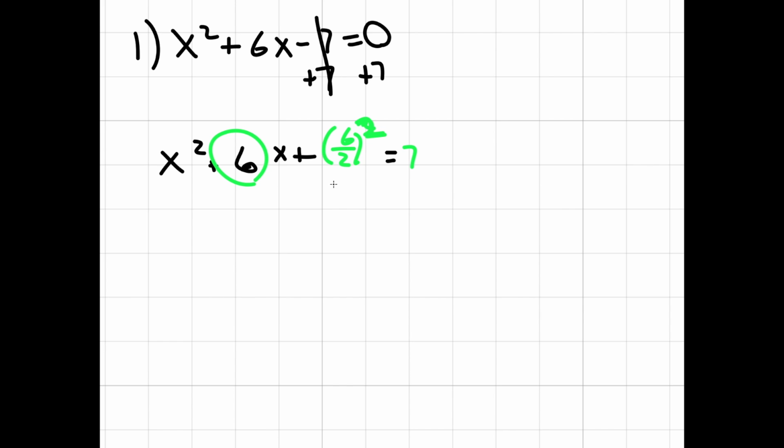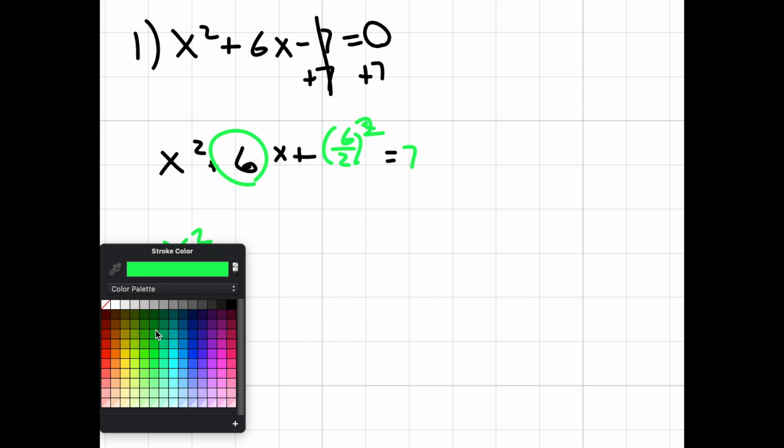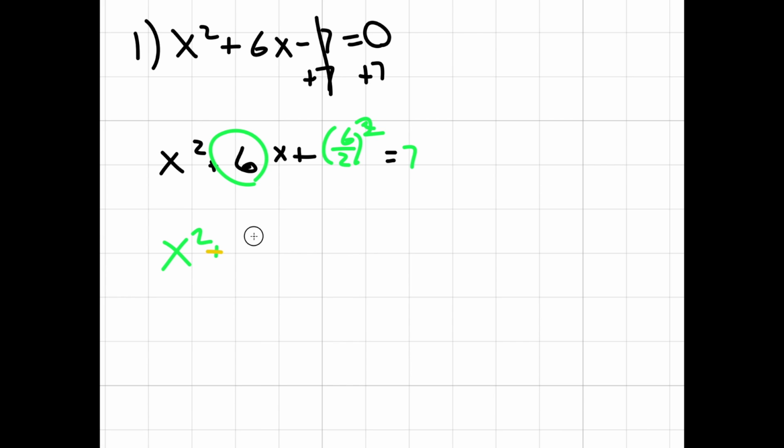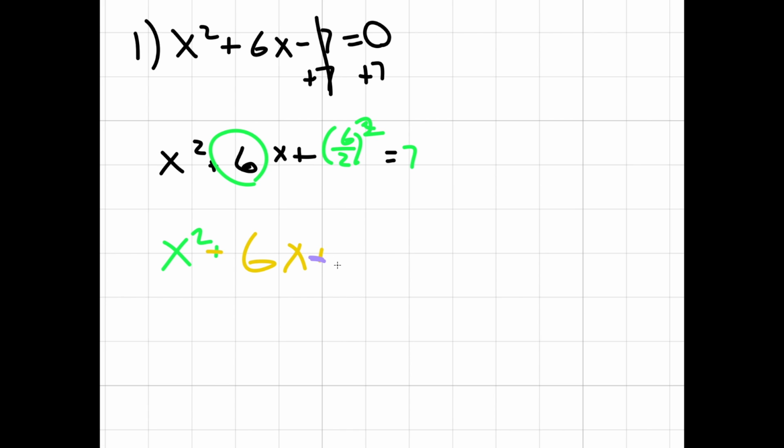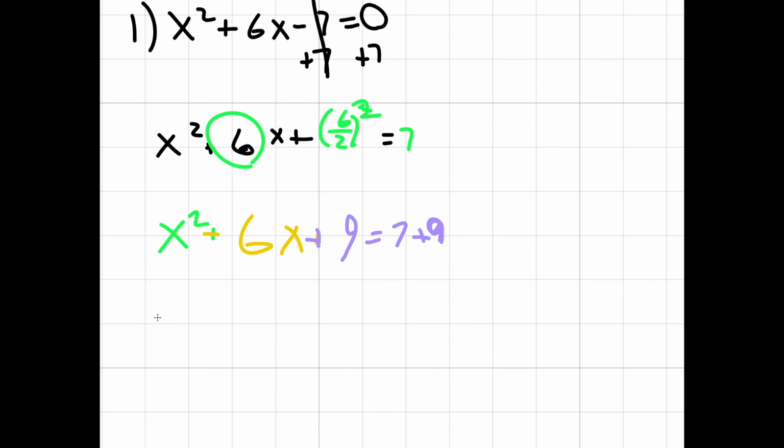Now, 6 divided by 2 is 3, squared is going to be 9. So now what we get is x² + 6x + 9 = 7. Now we can't just add it to the right side, we have to also add it to the other side so that we don't change the value. So that's exactly what we're going to do, 7 plus 9. Okay, so now we have this equation, and it's not at all different from the top.